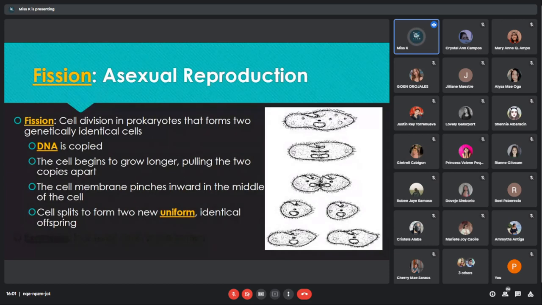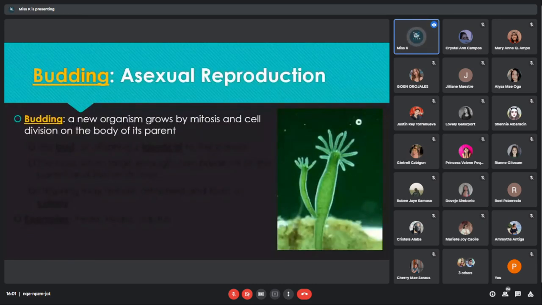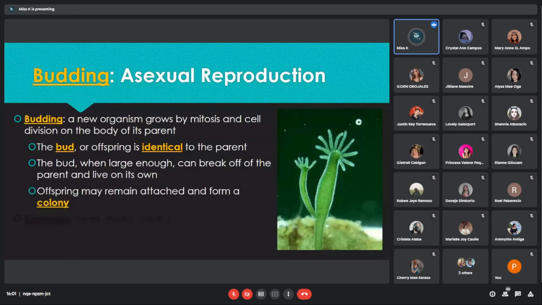So DNA is copied, pulling the two copies apart, and it undergoes meiosis and mitosis in order to recreate itself. So that's fission. This happens in bacteria, E. coli, and pancreas. So next is budding.